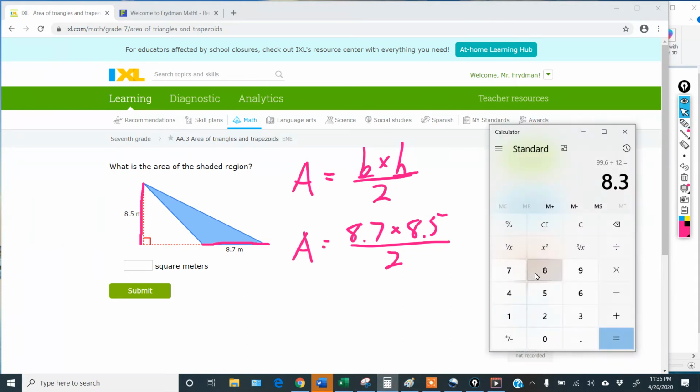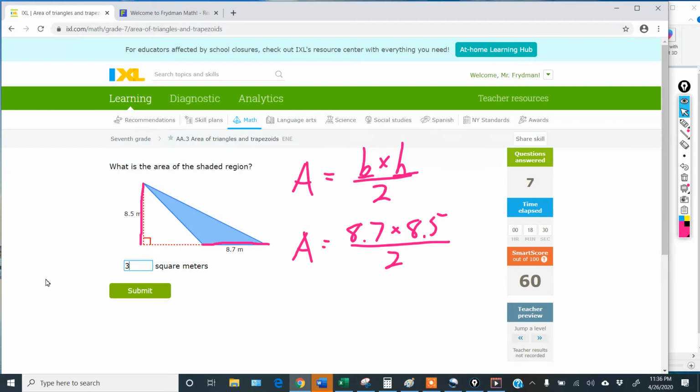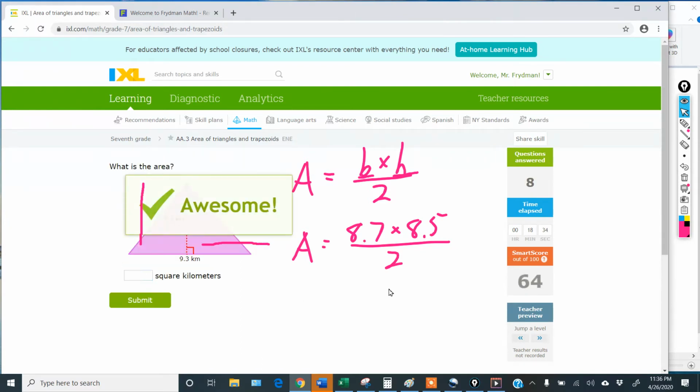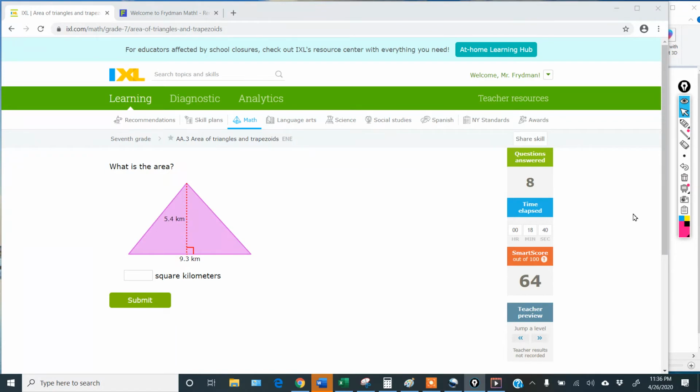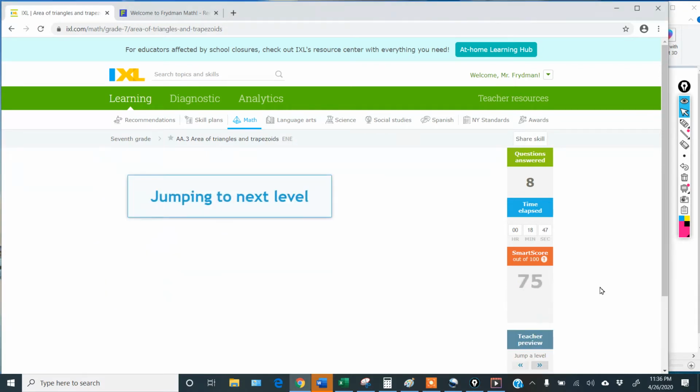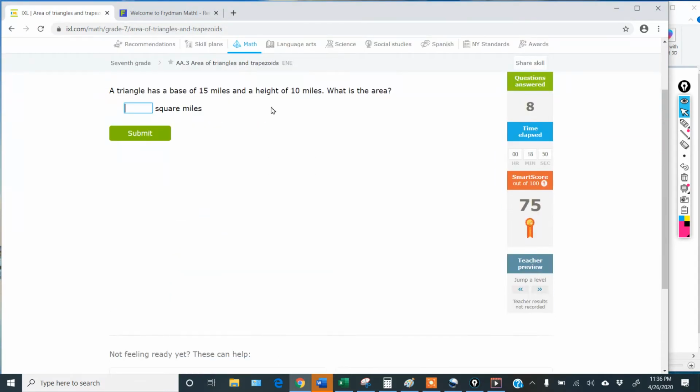Now let's go ahead and do 8.7 times 8.5 divided by 2, which gives us 36.975. Do they want us to round to the nearest tenth or hundredth or something? No, so 36.975 square meters. Okay, this problem is like the last one. I was hoping that they would give me another problem where we have to solve for the base or the height, but I'm going to skip a level here. Okay, this is another problem where they're asking us for the area. You have to read these carefully.